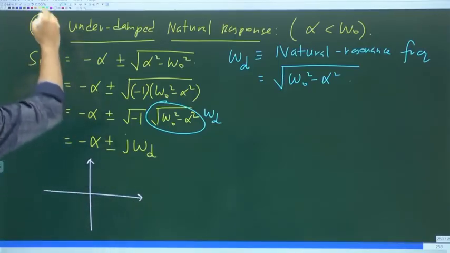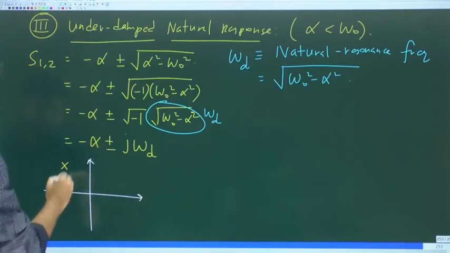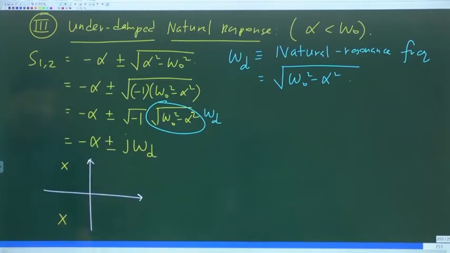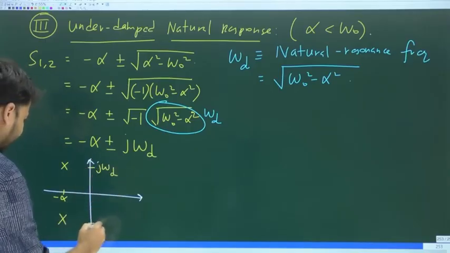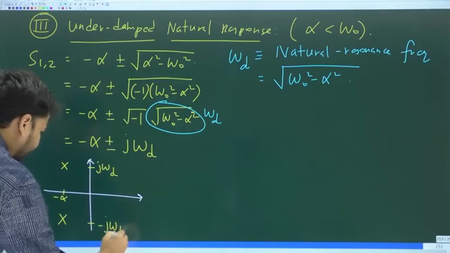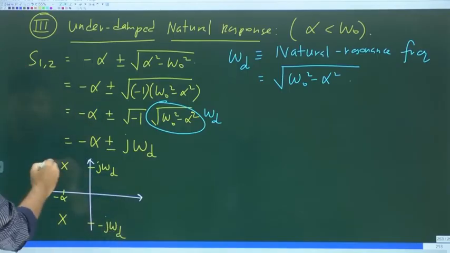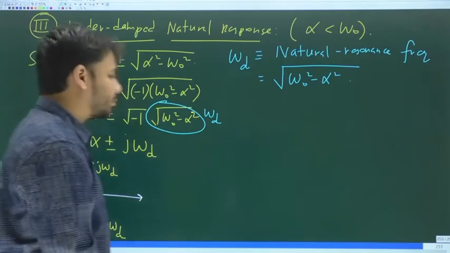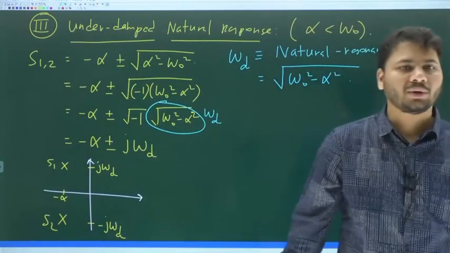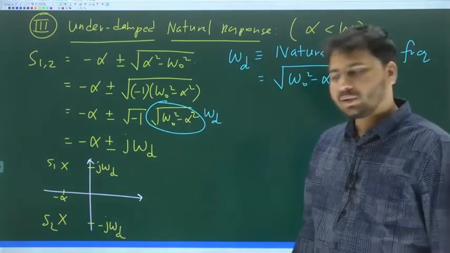So on the complex plane, the two poles will be like this. You understood? There is minus alpha, there is j omega d, and this is minus j omega d. So there is S1 and S2. As you can see, both the poles are complex conjugates. Okay.